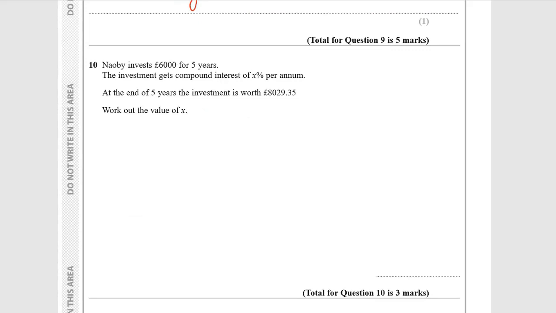Question 10. Naomi invests 6,000 for 5 years. The investment gets compound interest of X% per annum. At the end of the 5 years, the investment is worth £8,029.35. Work out the value of X. So essentially we have 6,000 times Y to the power of 5 equals the investment, 8,029.35.